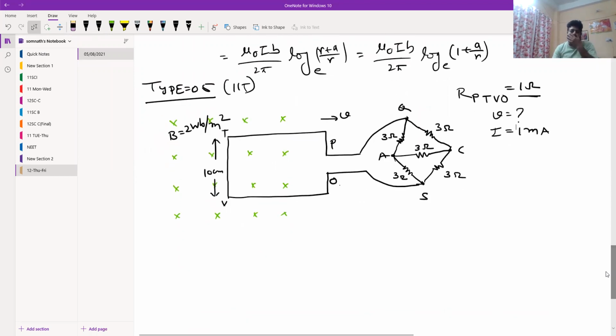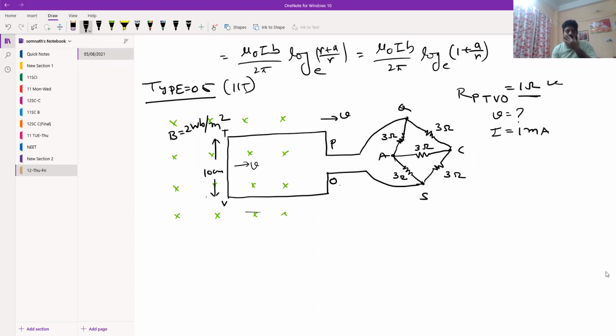See, this is my rectangular loop whose resistance is 1 ohm. It is moving with velocity V, and we have to find this velocity. The current in this loop is 1 milliampere. The magnetic field is 2 Weber per meter square. The length of this side is given as 10 centimeter. Because that part is outside, we don't need to find the EMF for it. We can only find it for the wire which is moving with velocity V.